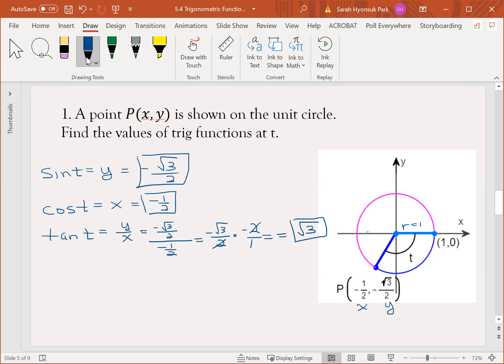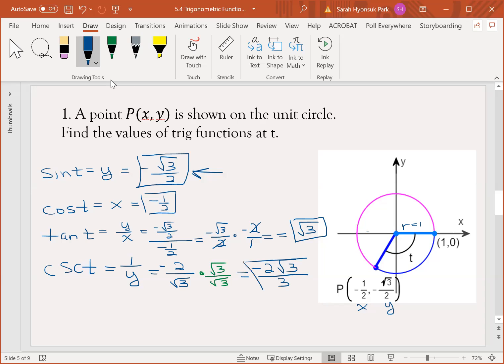The reciprocal of sine is, maybe I'll do it up here. Actually, I'll just stay down here. Cosecant t, where we take 1 and divide by y, which just means you take whatever you got for sine and you flip that over, getting -2/√3. Let's rationalize the radical: multiply the top and the bottom by √3. So we get -2√3 over square root of 3 times square root of 3 is square root of 9, which simplifies to 3. So there's cosecant, -2√3/3.